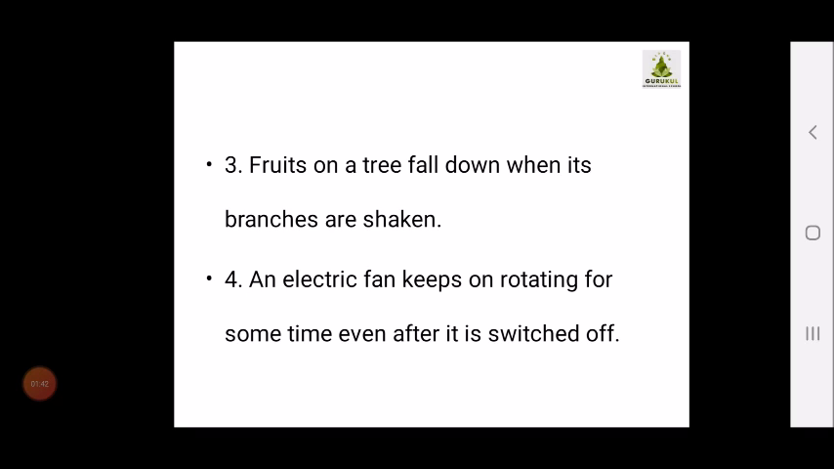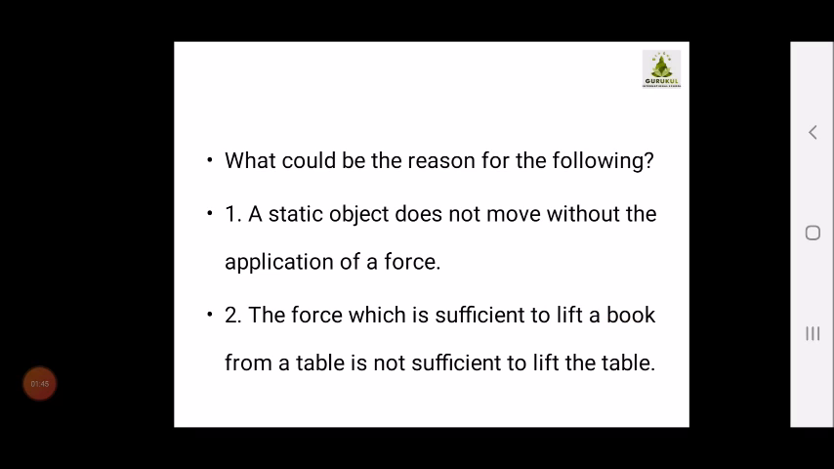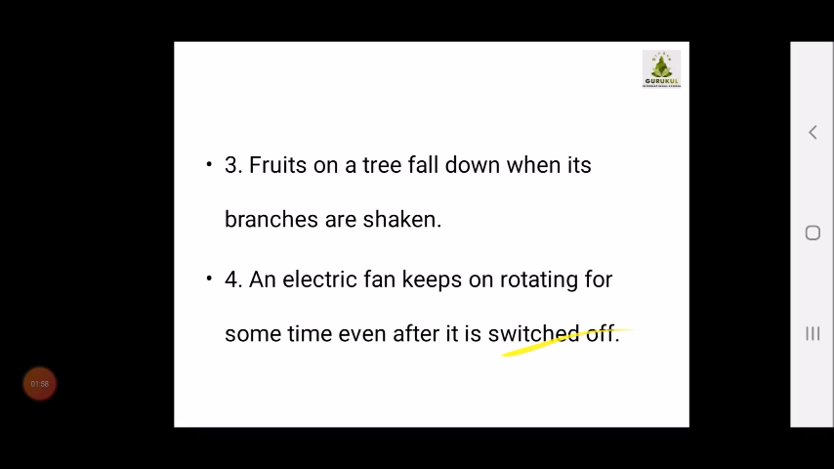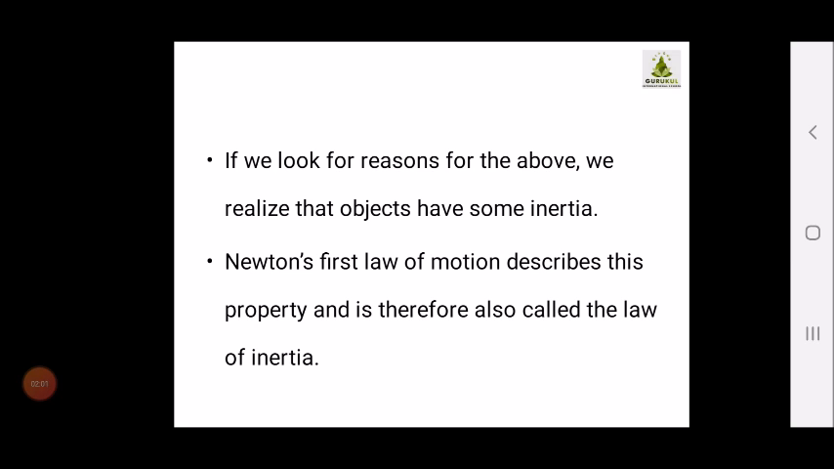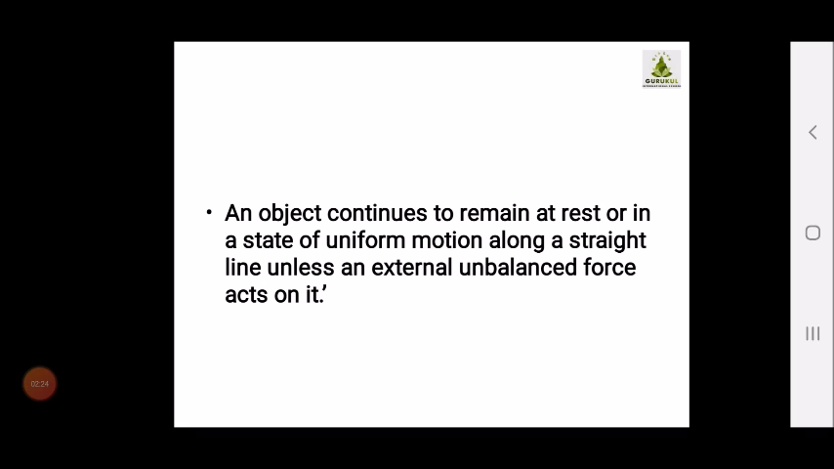Okay, now initially our first two questions: does any object move on its own? Never. Do we require the same force to move a textbook and a table? Never. Okay, so these both answers are no. So what could be the reasons? If we look for the reasons for the above examples, we will realize that the objects have an inertia, and Newton's first law of motion describes this property, and therefore it is called the law of inertia.